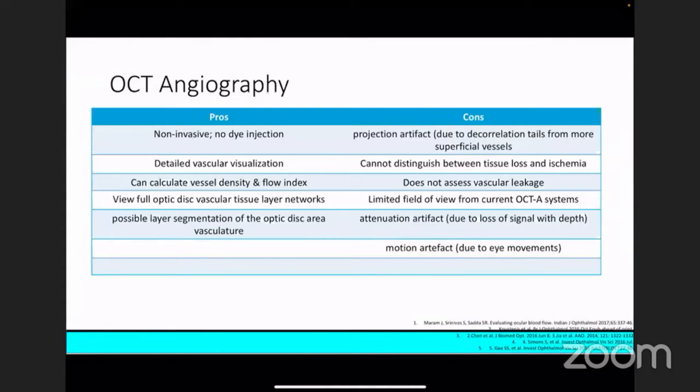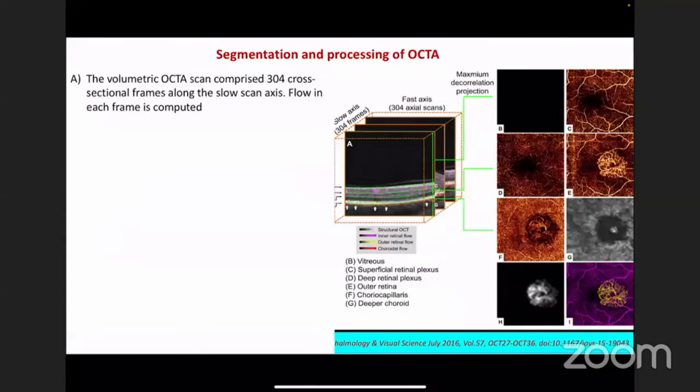Now, as I said, it is non-invasive and no dye injection is required, but there are certain disadvantages with it: it cannot differentiate between tissue loss and ischemia, and does not assess vascular leakage as is seen with invasive technology. So there are a few limitations of OCTA, and the rest of the things are good about this device.